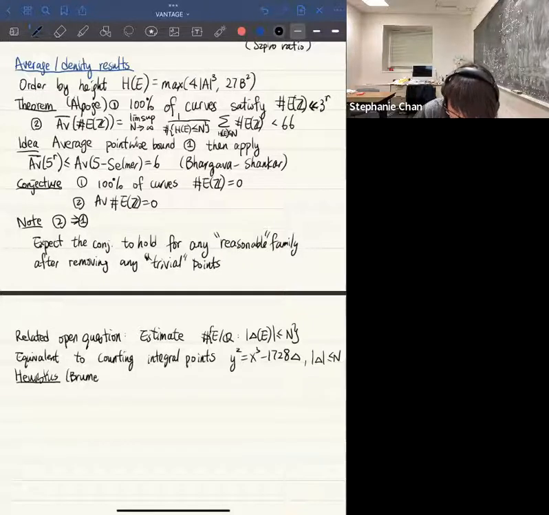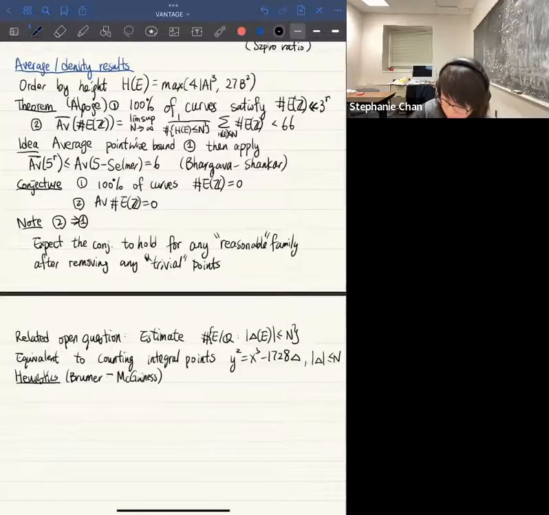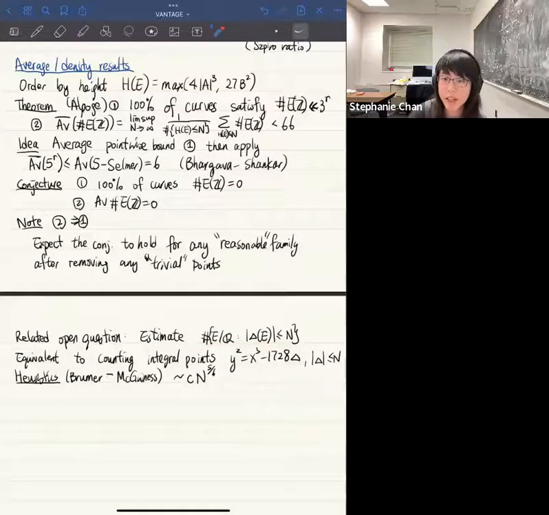Brummer and McGinnis gave some heuristics on this estimate. And heuristically, this set should be of the size some constant C times n to the 5/6. So if we want to count elliptic curves with discriminant bounded by n, it's related to counting integral points.